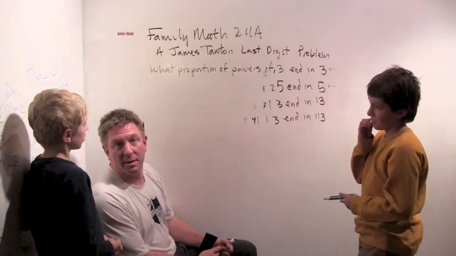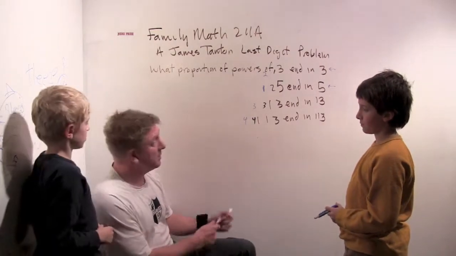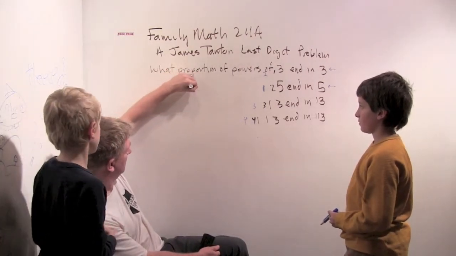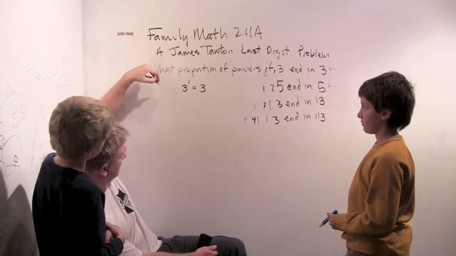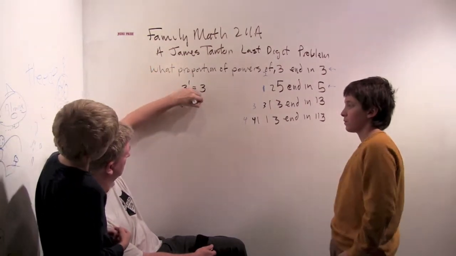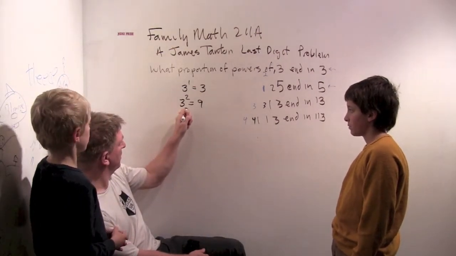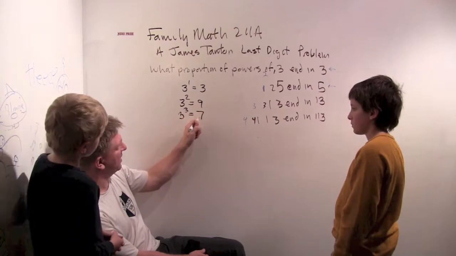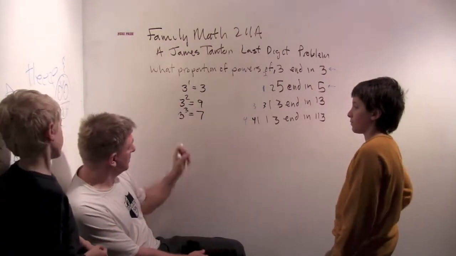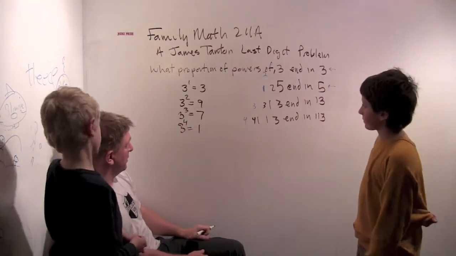I'll write. Well, you can check for patterns. Okay. So 3 to the 1 is 3. And then 3 squared ends in a 9. 3 cubed ends in a 7. I was saying equals, but I just mean last digit. And then 3 to the 4th ends in a 1. And then 3 to the 5th, we're back to 3.